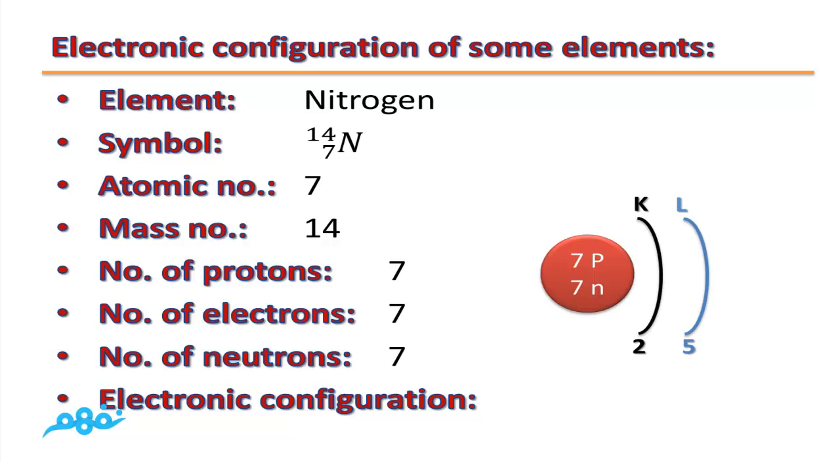Electronic configuration. The nucleus of nitrogen contains 7 protons and 7 neutrons. Nitrogen contains 7 electrons which are distributed in 2 energy levels. K will take 2 electrons and we have 5 more electrons. We will put them in L. So the electronic configuration of nitrogen is K2L5. 2 plus 5 equals 7.